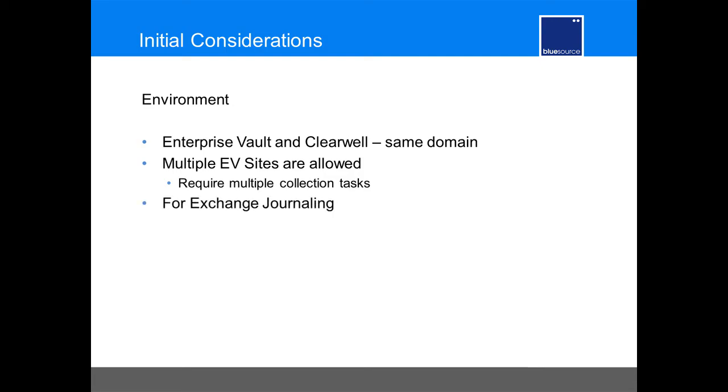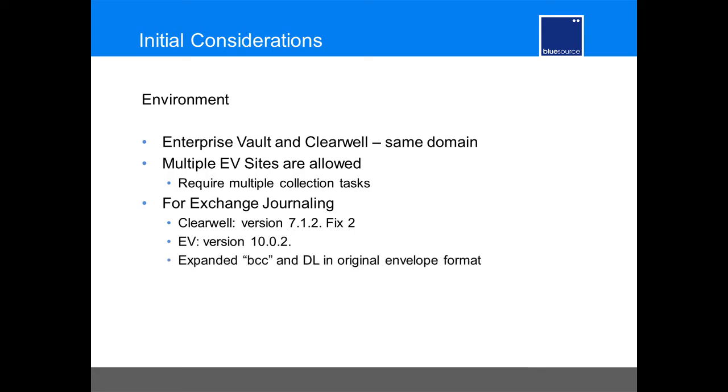If you are using Exchange journaling, you must be running Clearwell version 7.1.2 Fix 2 and Enterprise Vault version 10.0.2 in order to get expanded BCC and distribution list information in their original format. Finally, the EV indexing level determines which parts of the archived messages you can search on from Clearwell. And full indexing is highly recommended within Enterprise Vault. So with that out of the way, let's switch over to our Clearwell server and get started.